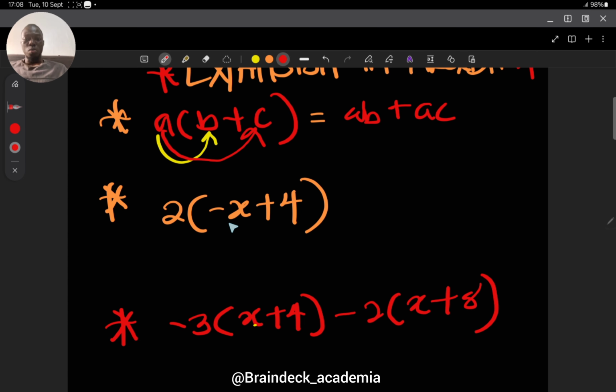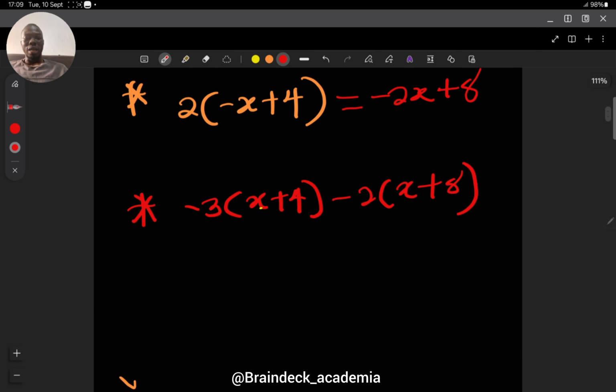We have 2 bracket minus x plus 4. So meaning that you use this 2 to multiply the minus x, and also this 2 to multiply 4. So 2 times minus x will give me minus 2x, and 2 times plus 4 will give me plus 8. And that's as simple as that. There's nothing you can do here because there are no like terms. That's your answer. Now let's step it up.